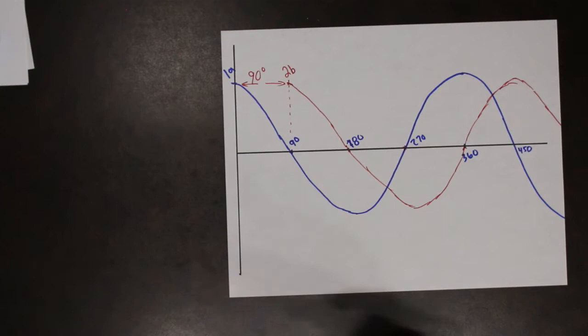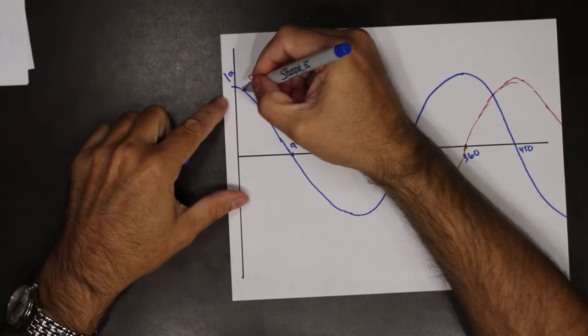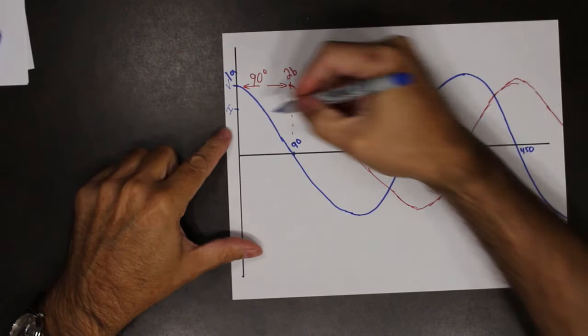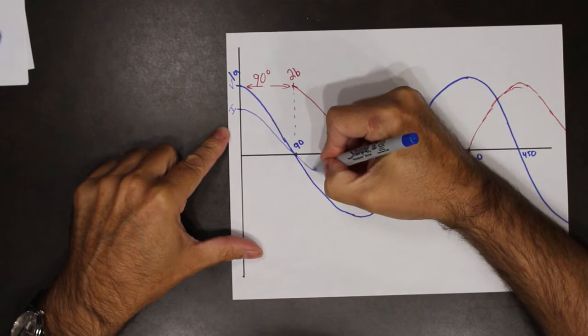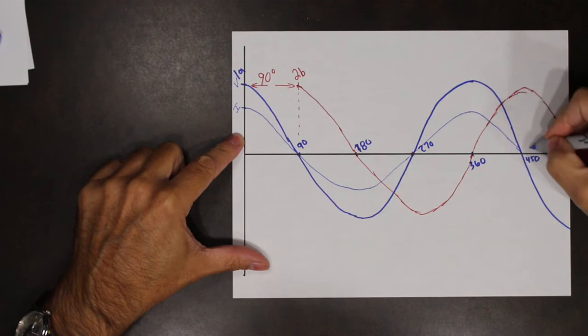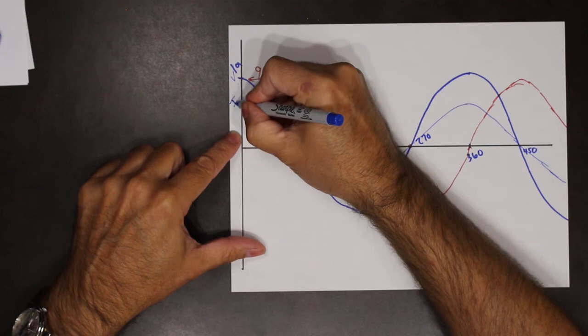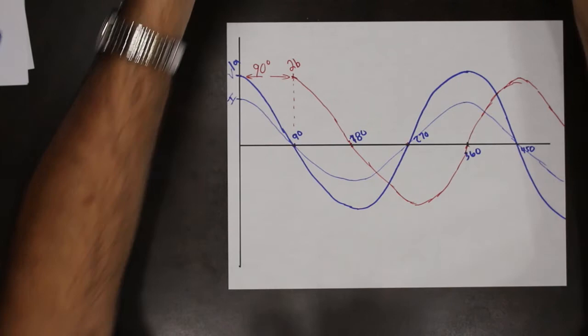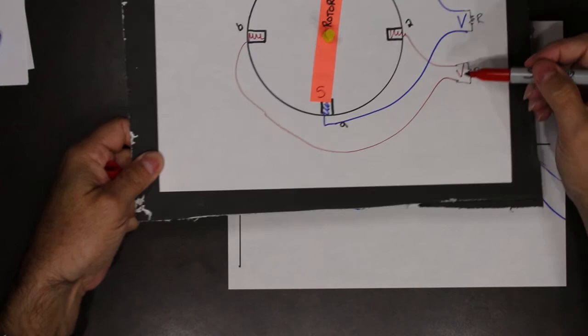So I'm going to go blue with blue. Here we go. So the current. So this waveform here is the voltage. This one is going to be the current. The current waveform is in phase with the voltage waveform. So the current is in phase with the voltage. When we look at the red one, same thing happens. So again, the voltage and current are in phase.